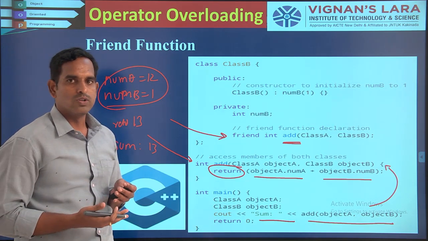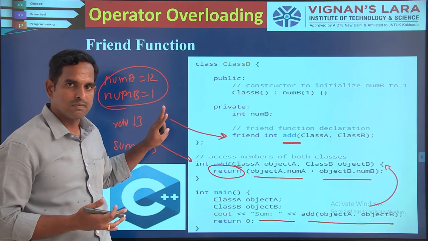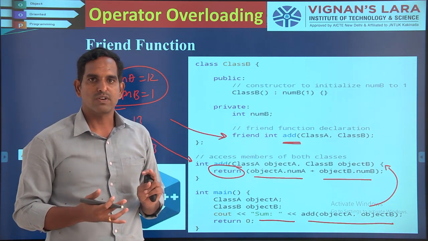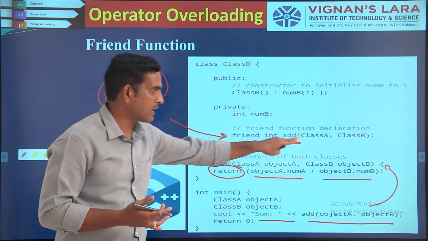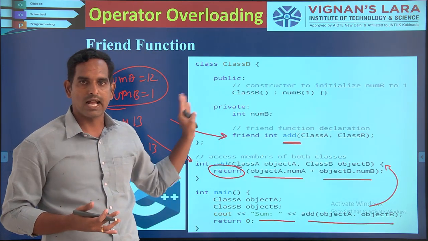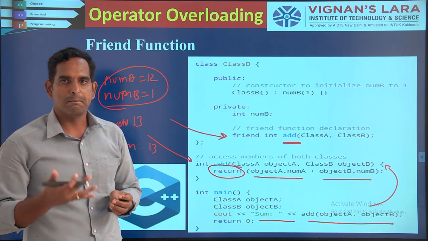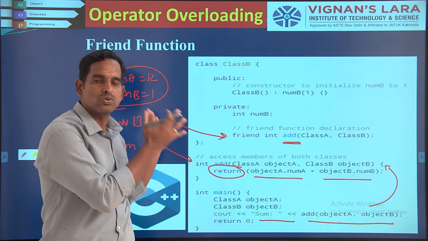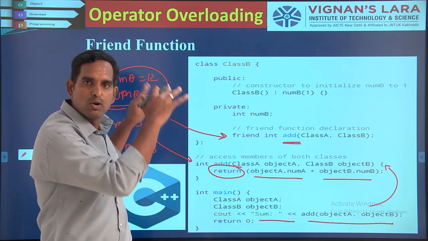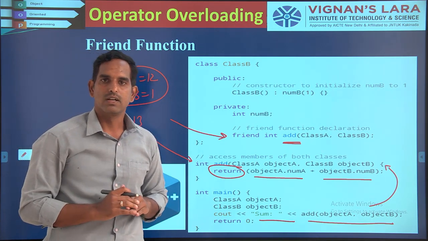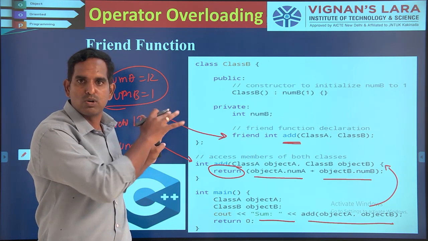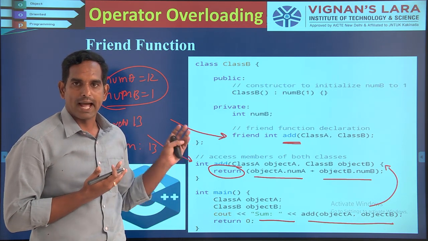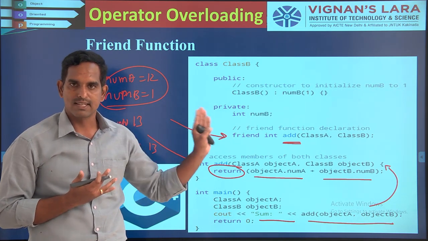So this is how you can use two different classes' objects in a friend function. Your friend function can be used in this manner where it can access two different class objects. This is a better sense of using your friend function, that is, your friend function can be used in two different classes to use the properties of both the classes. So this is how your friend function can be used to better access the properties of various classes.